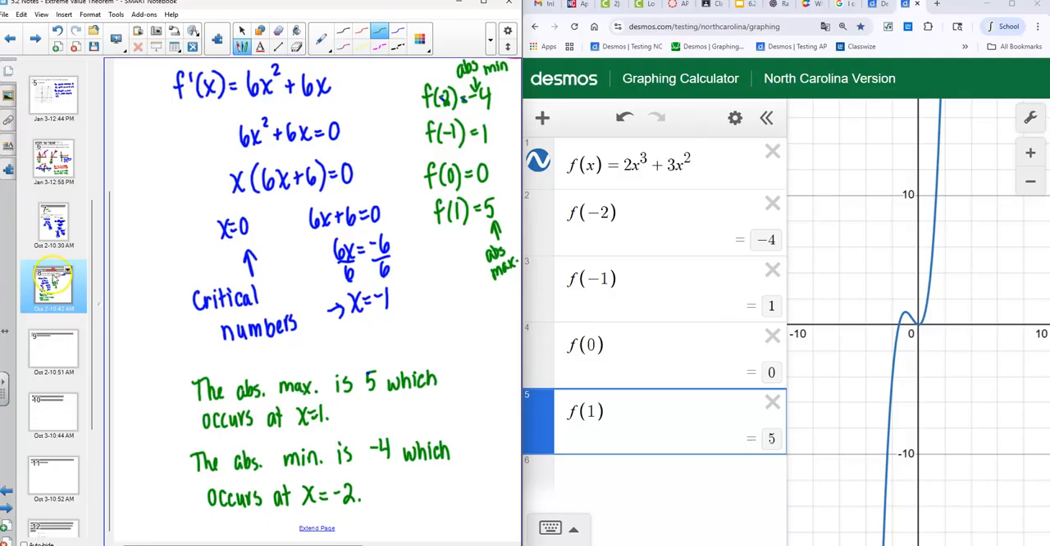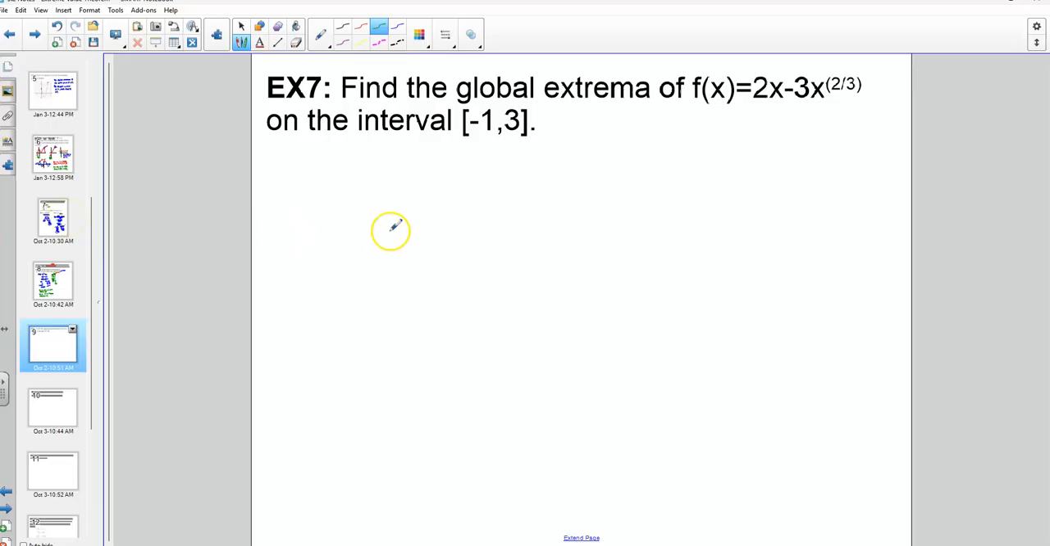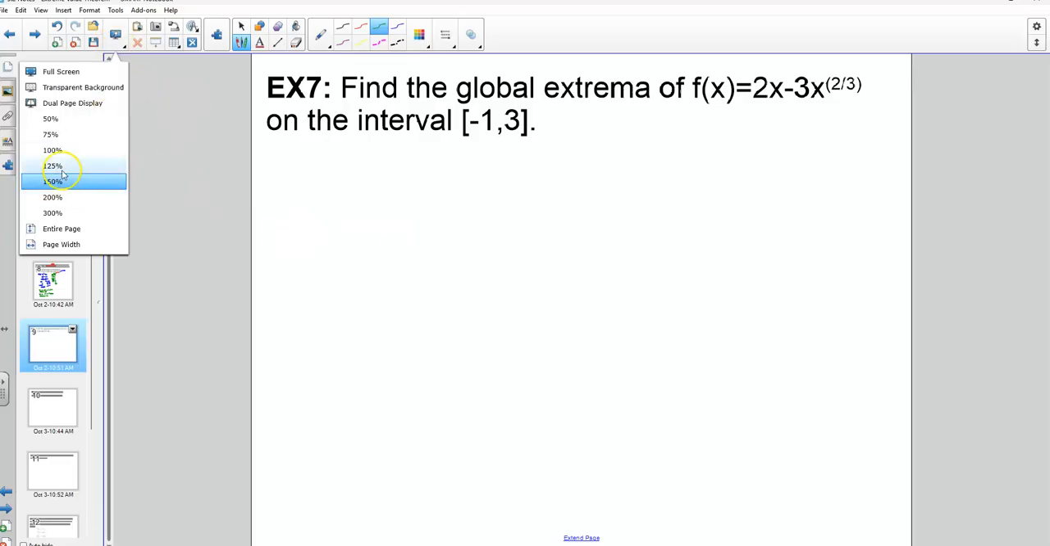Okay, let's try to do one more. This one's going to be a little trickier.